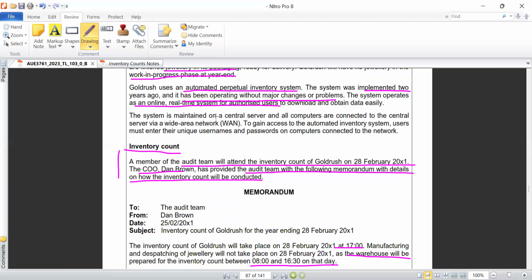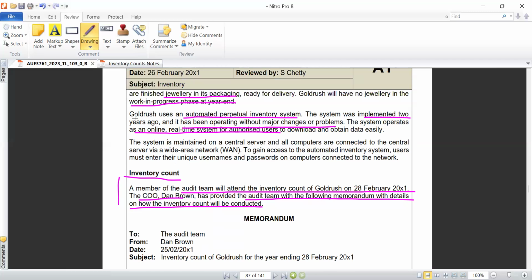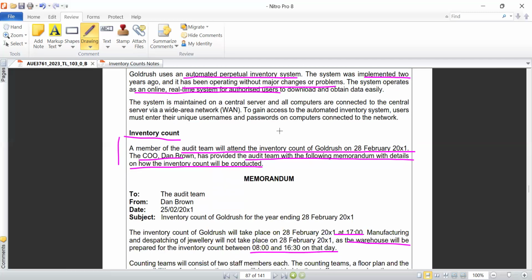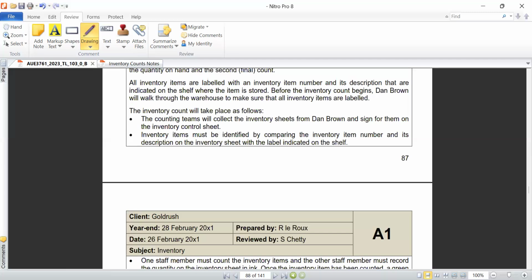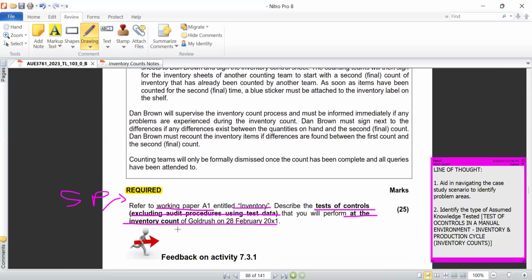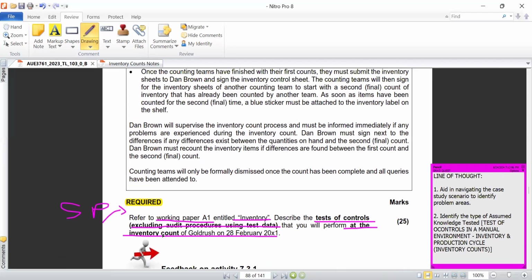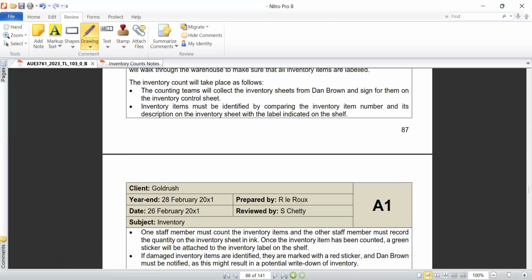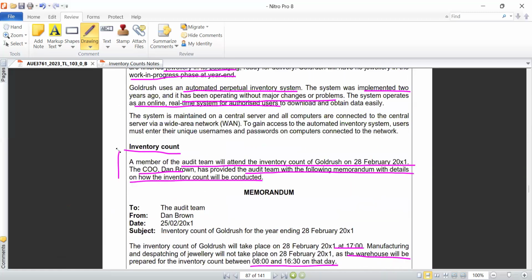Now, the system is maintained on a central server, and all computers are connected to the server via a wide area network, which is WAN. And then to gain access to the automated inventory system, users must enter unique usernames and passwords on computers connected to the network. All of this just has to do with the computer system. But remember, the type of test of controls we are supposed to give should have something to do with the inventory counts, all right? With the inventory count. So that should be our focus area, the inventory count. So we want to assess or to evaluate the inventory count procedures.